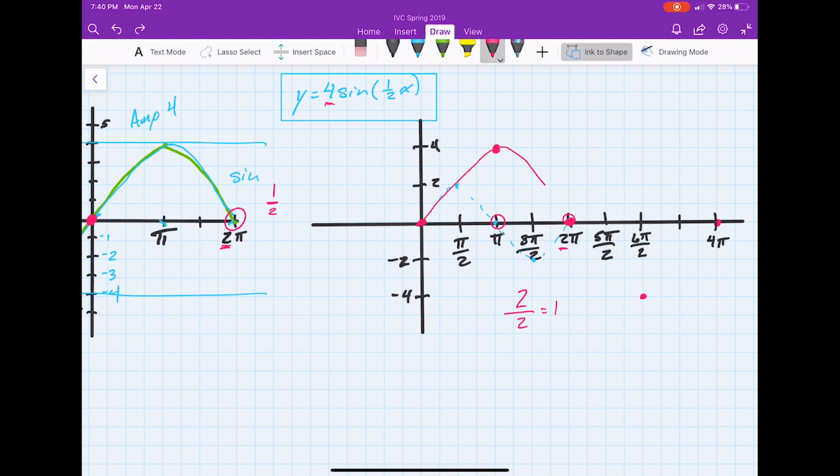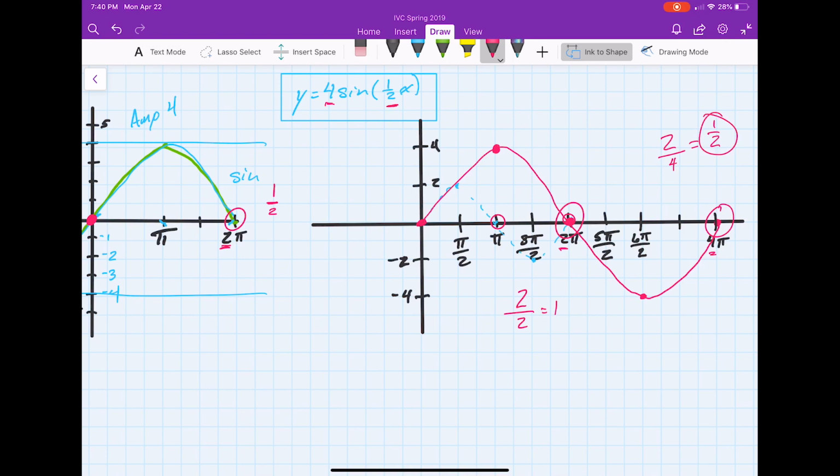Now we have one whole cycle of that sine. And if I count the points, there's 1 and there's 2 after where we start. We have 2 over 4. That reduces to 1/2. So we have 1/2 x. So that's where all that comes from.